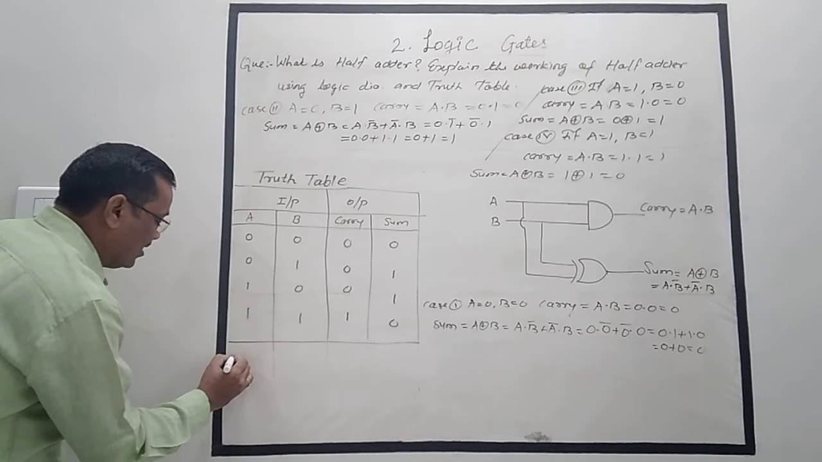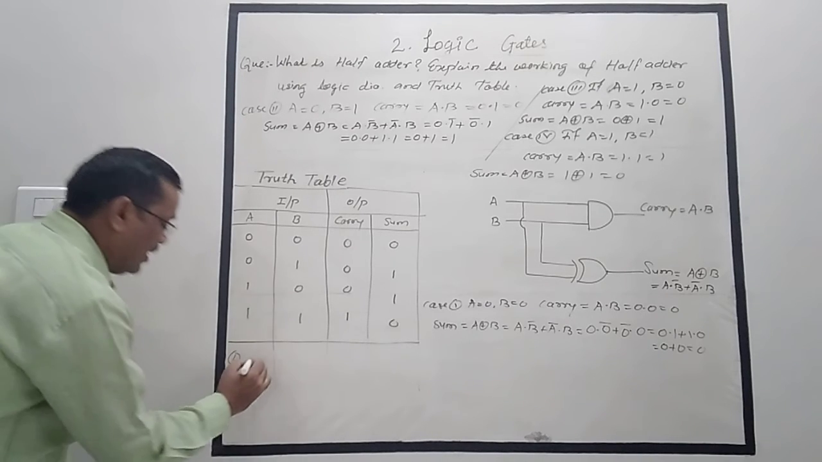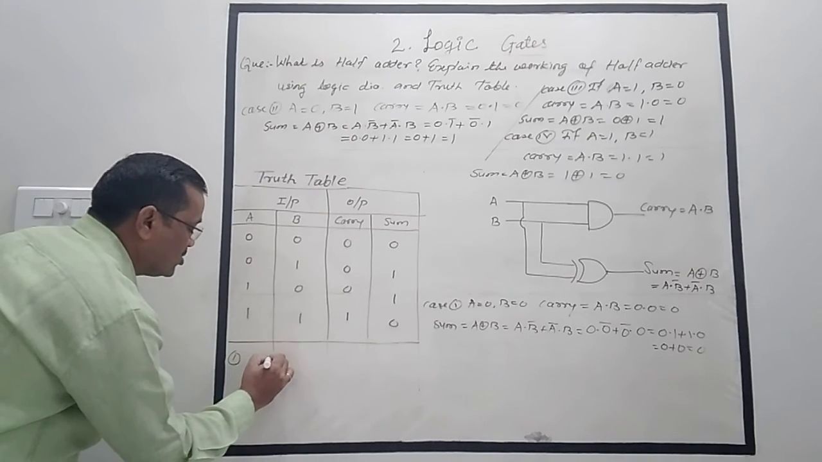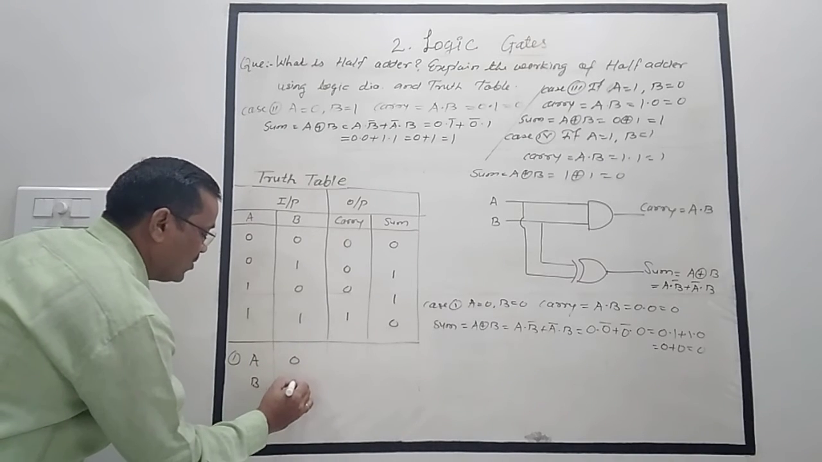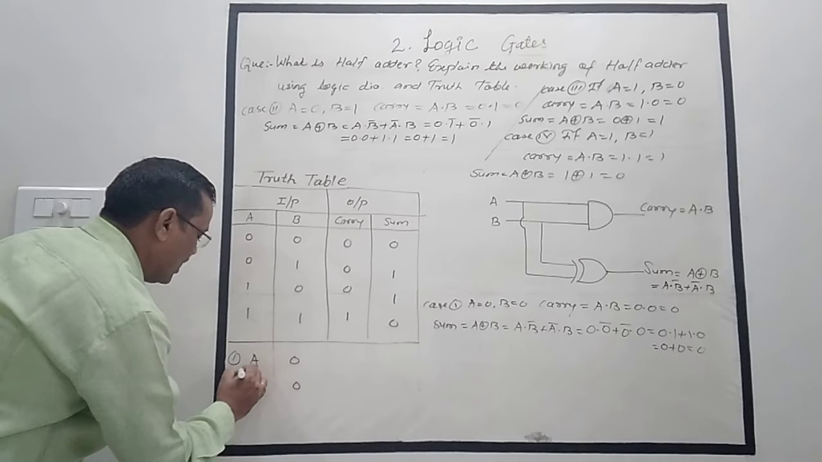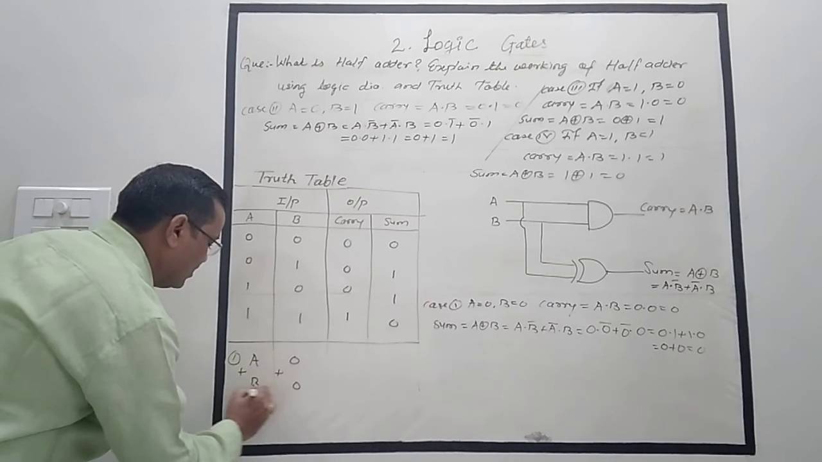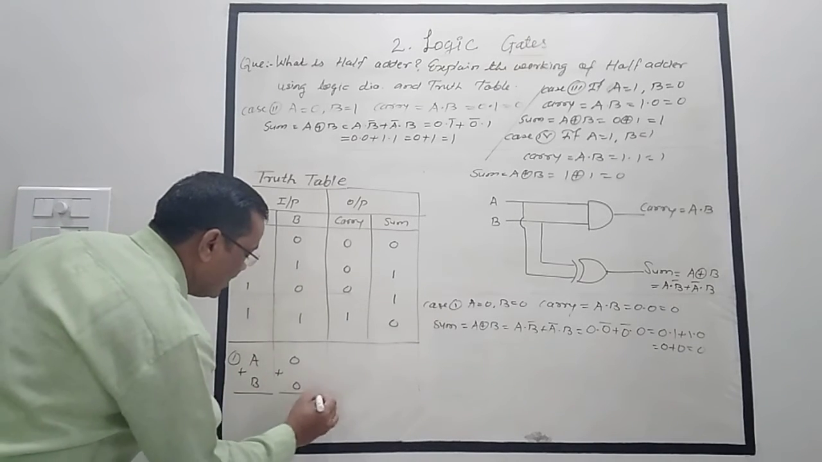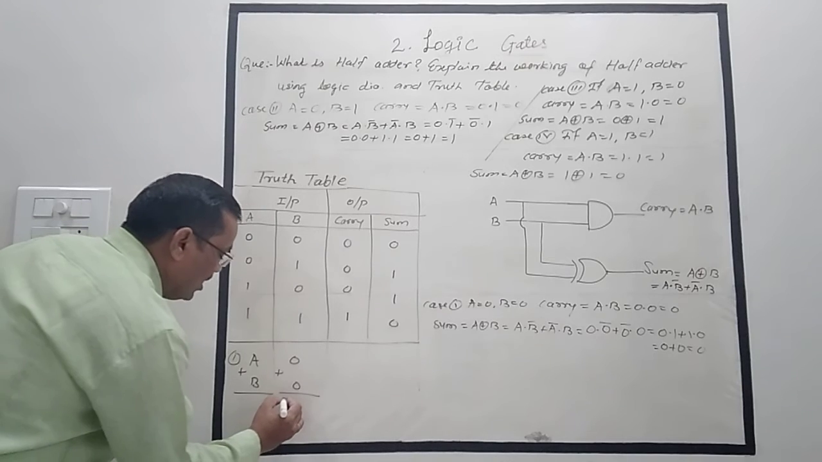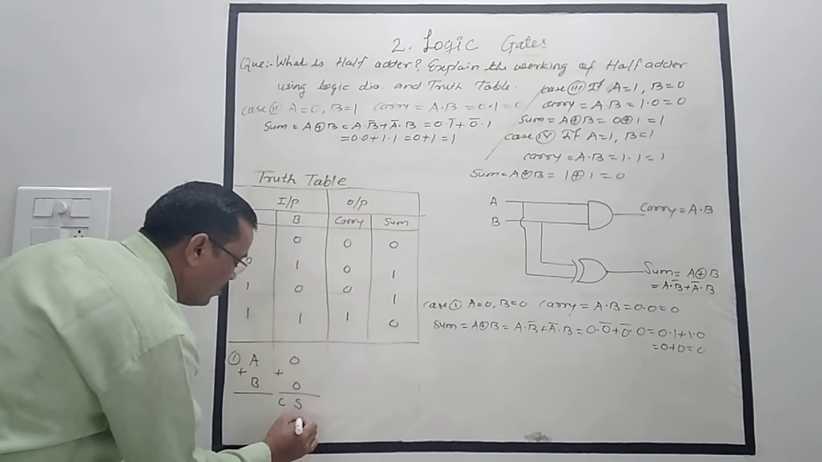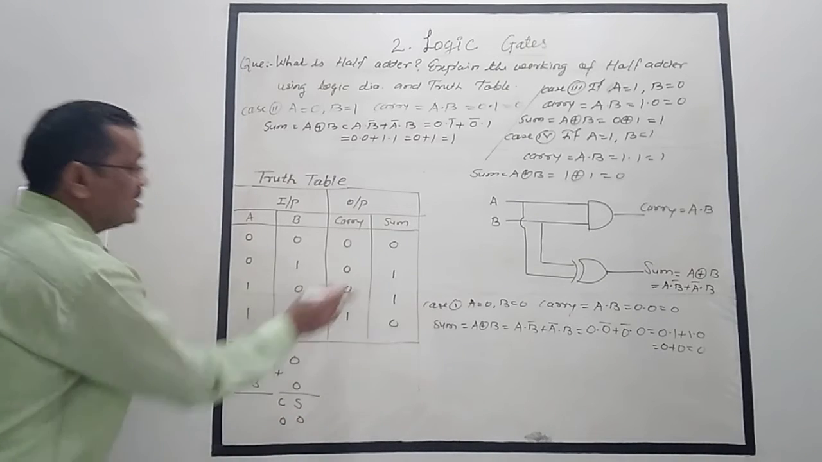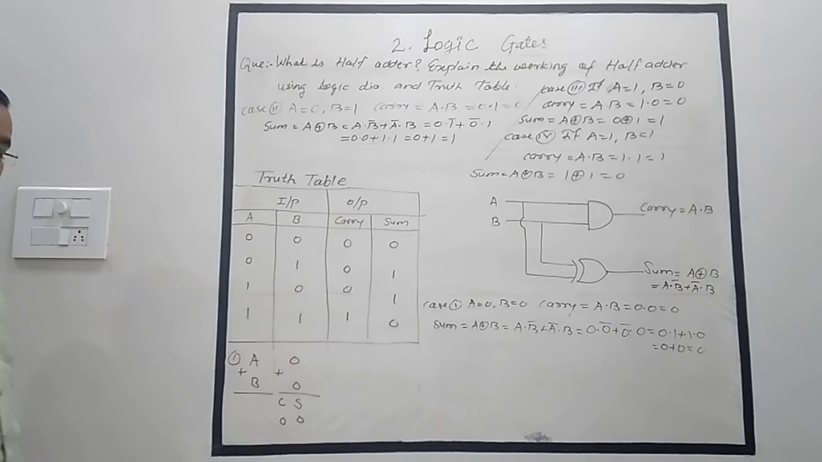Now if you observe how the addition is carried out. Number 1, case 1. A is equal to 0 and B is equal to 0. So addition of these two, 0 plus 0. Here carry and sum. Sum is 0, carry is 0.